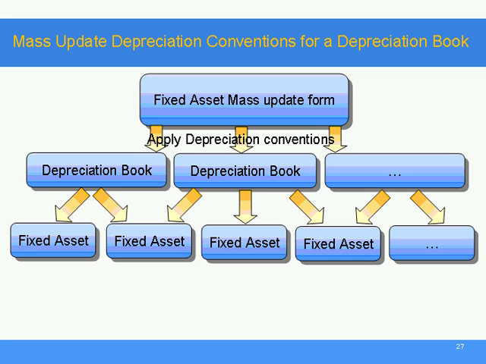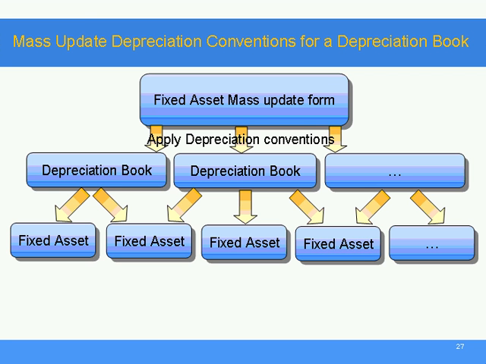Mass update depreciation conventions for depreciation book. The new mass update feature enables a company to change the depreciation convention for assets associated with a depreciation book at the mass update level. For example, for federal tax purposes in the United States, if more than 40% of the new assets are placed in service in the fourth quarter of the current year, the assets must be depreciated using the mid-quarter convention. This feature provides an easy way for the user to update the convention.